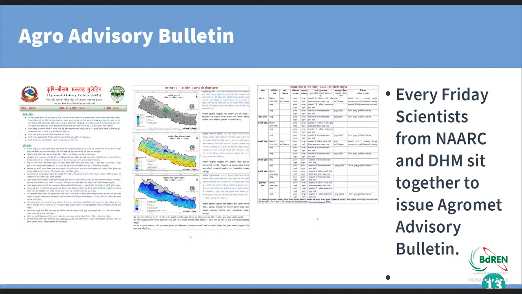And these are the agro advisory bulletins, which we issue every Friday. Every Friday, scientists from NARC and DHM sit together to issue the agromet advisory. This has been going on for quite a long period, and it's essentially very helpful for our region. And this is the special weather bulletin for extreme events.